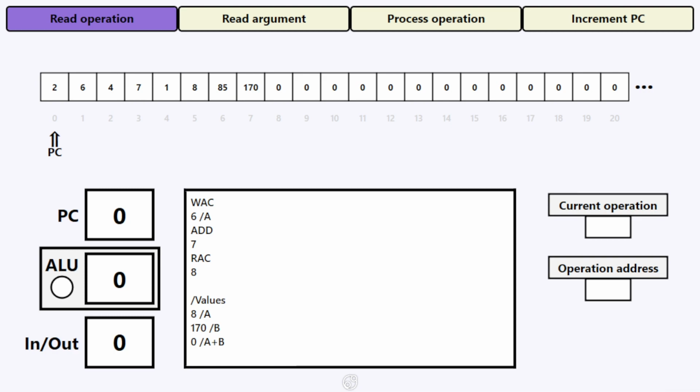This address is supposed to be targeting A down here. And the 7 is targeting B. And finally, we write to A plus B.